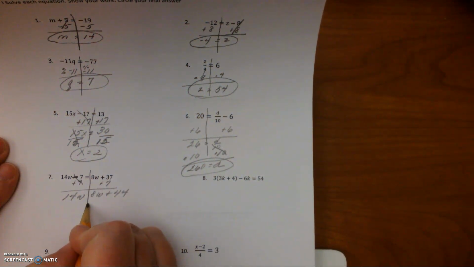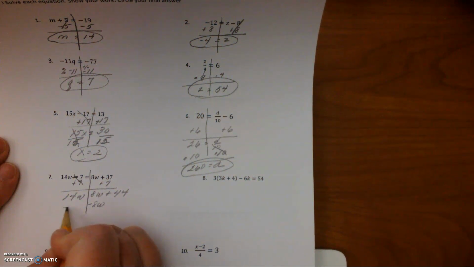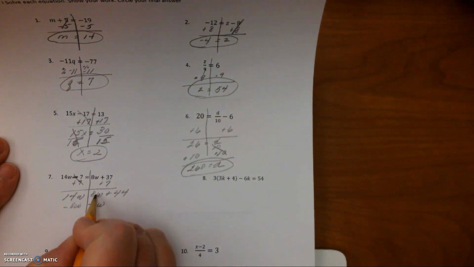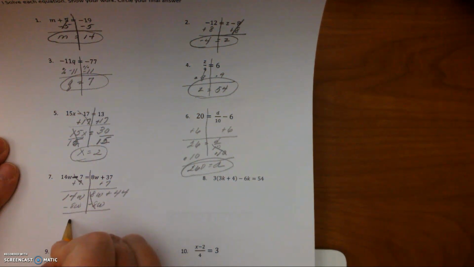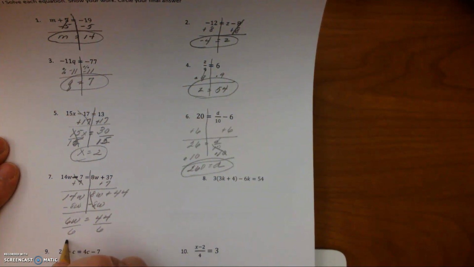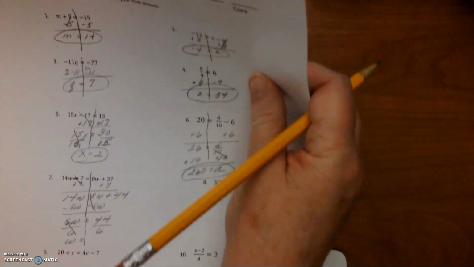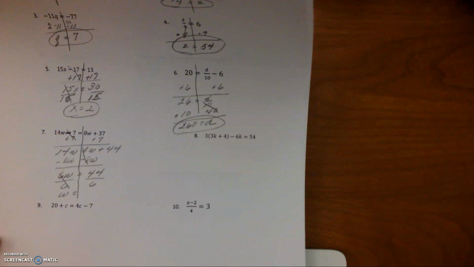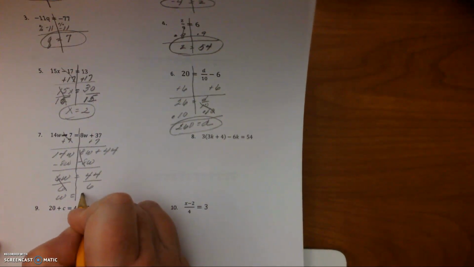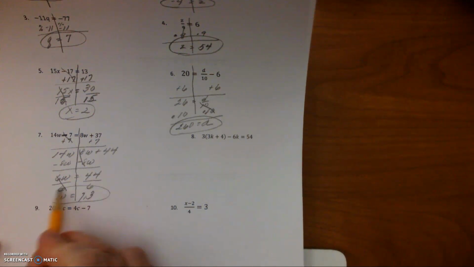So then I'm going to get rid of 8. So we have all the variables on one side. So we're going to cross these out. So this becomes 6W equals 44. So then we have to divide both sides by 6. These cross out. W equals 44 divided by 6. Sorry. 44 divided by 6 is 7.3. And we circle the answer.